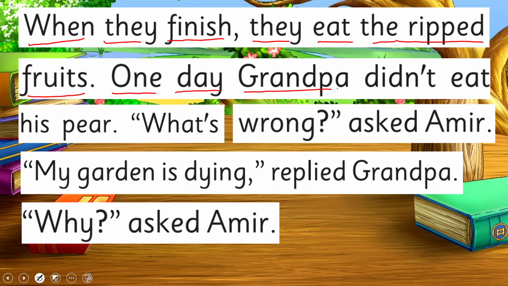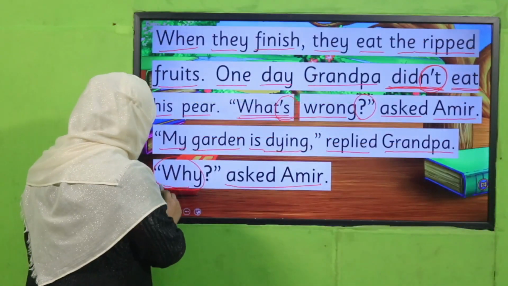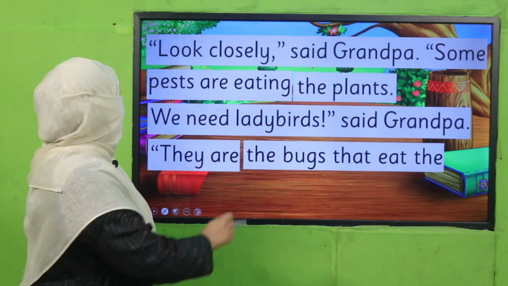One day, grandpa didn't eat. You see, weak form, we have learnt about it. Didn't eat his pear. "What's wrong?" asked Amir. "My garden is dying," replied grandpa. "Why?" asked Amir. Now you see, beta, once again why. An interpretive question is there. Now let's see what does grandpa reply.